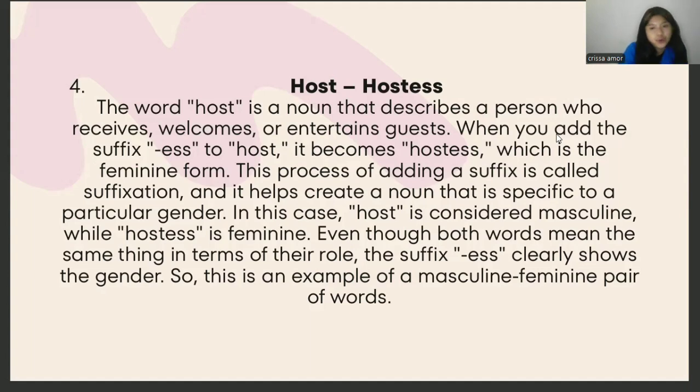Even though both words mean the same thing in terms of their role, suffix s clearly shows the gender. So this is an example of a masculine-feminine pair of words.